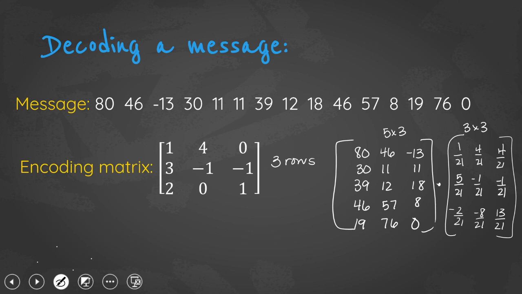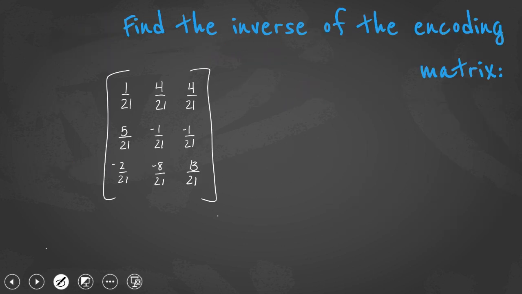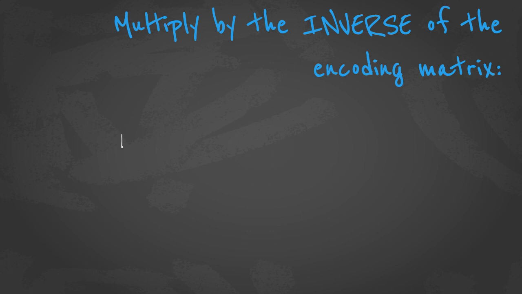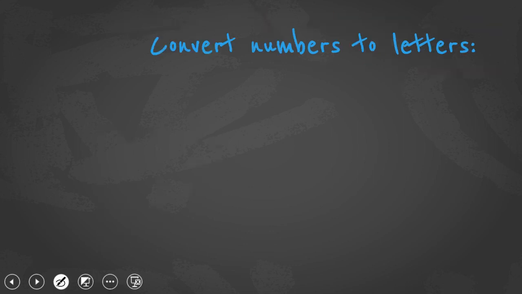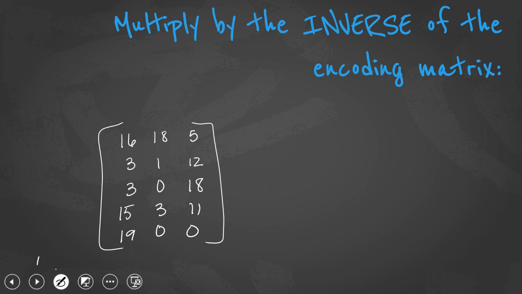And we get, I'm going to flip to this screen over here, 16, 18, 5, 3, 1, 12, 3, 0, 18, 15, 3, 11, 19, 0, 0. That's our matrix, okay? And then we can put it all into letters, okay? So we're going to look back at our code, and we're just going to do it in order.